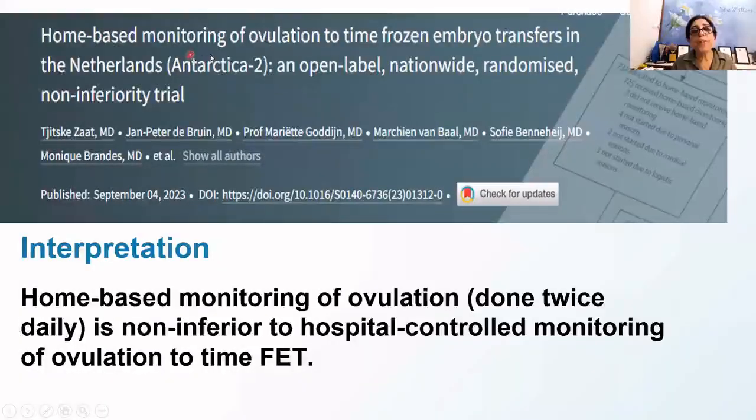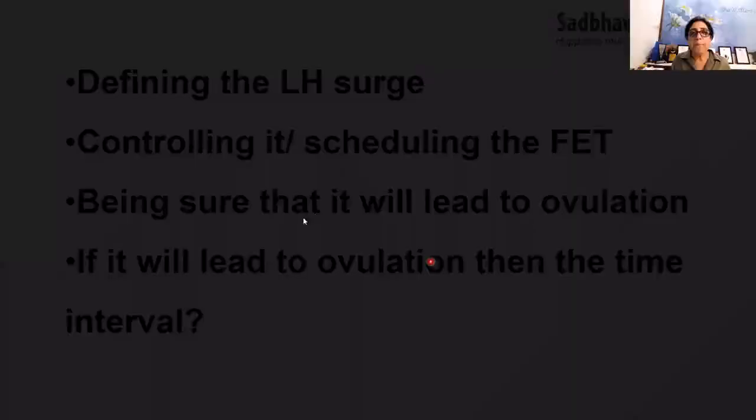Though home-based monitoring, this is an RCT which showed that home-based monitoring is non-inferior to hospital-controlled monitoring that is done twice daily. But one point that has been mentioned in this study is that the pregnancy rates they gave was just around 10 to 15%, which is very less than the normal pregnancy rates reported. So that has to be kept in mind.